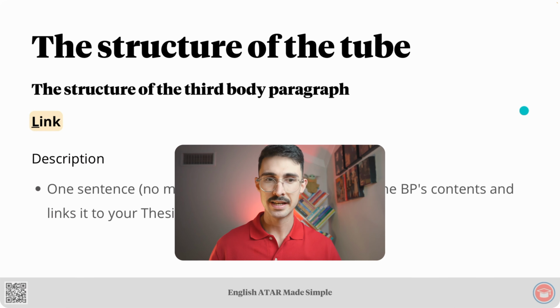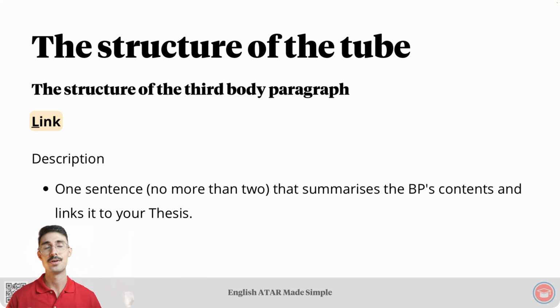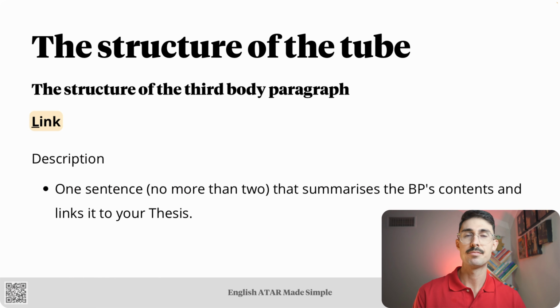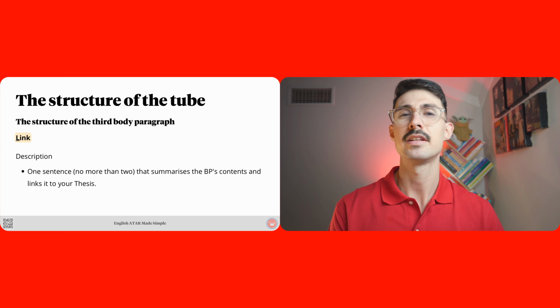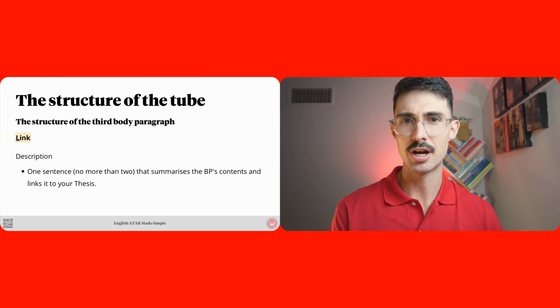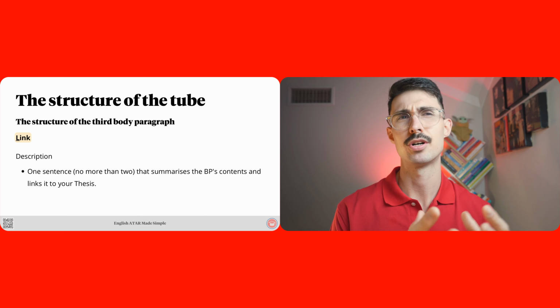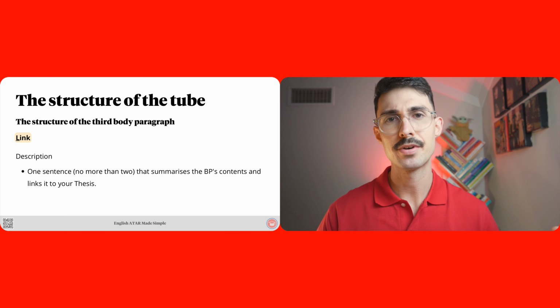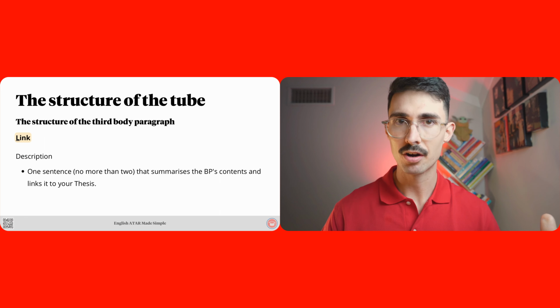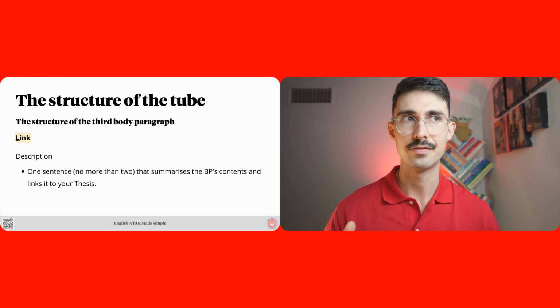Finally, we have the link. The link is one sentence, no more than 2, that summarizes the body paragraph's contents and links it to your thesis. Remember, the link involves writing a reworded and more concise version of your topic sentence, and it reiterates the main points of the body paragraph so they don't fall out of your marker's head.